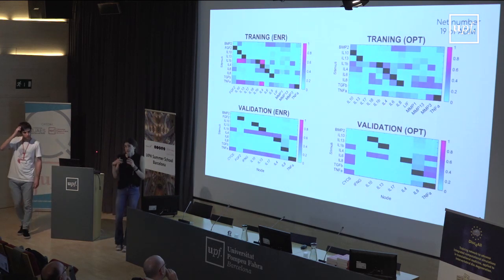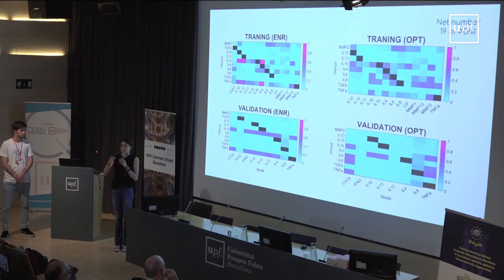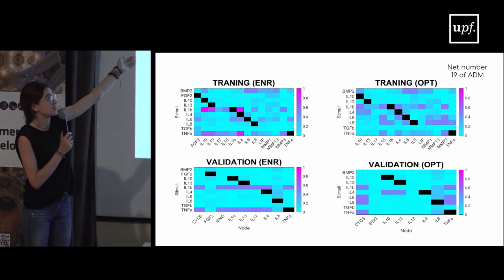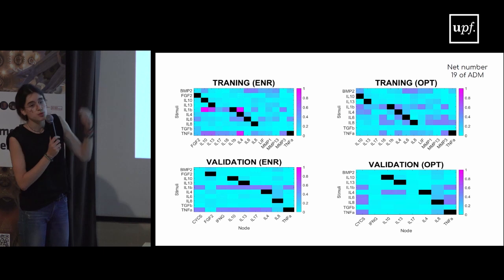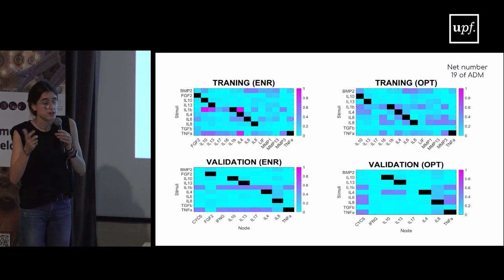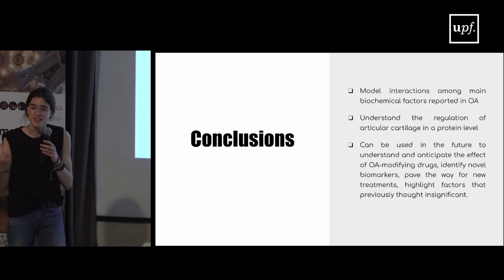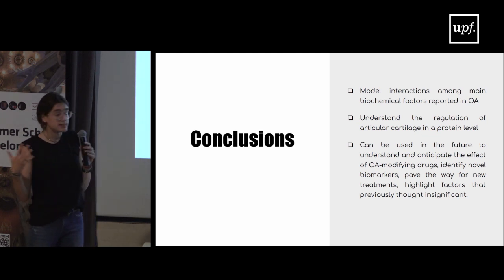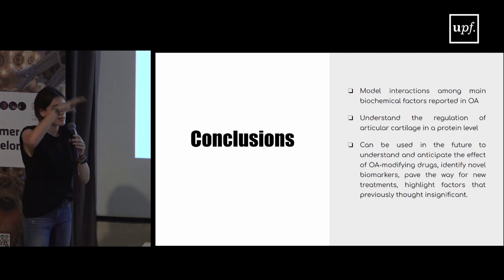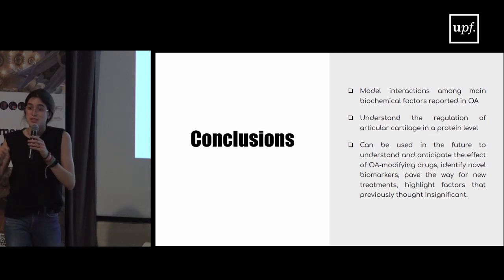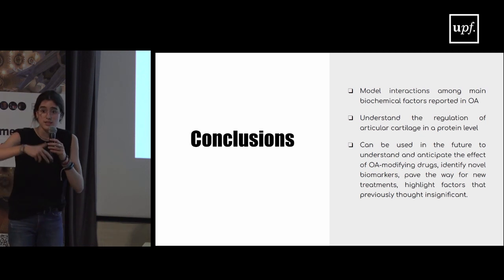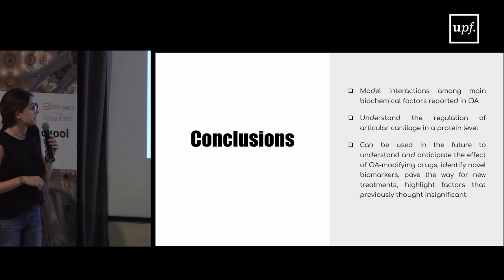Just to end, network number 19 was our optimized final network, and we plotted the heat map of the optimized network and compared it with the enriched network. We can see that they are pretty similar, although not quite the same, because, of course, the optimized one has some deviation error. So in conclusion, computing and understanding molecular networks can be very helpful, for example, for clinical treatments: where to target in the network, what molecules to target, what molecules are more important or have more weight in the network, drugs, anticipating possible secondary effects, etc.